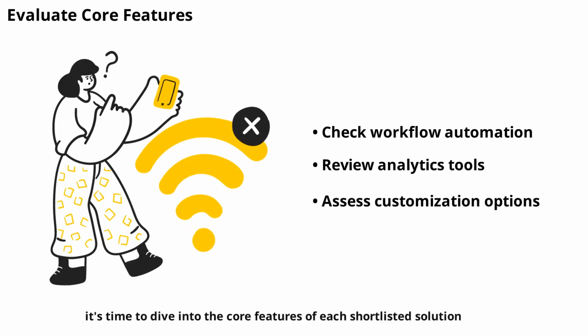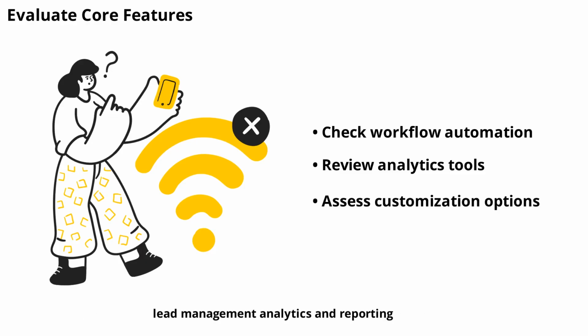Now, it's time to dive into the core features of each shortlisted solution. Essential features for IT teams often include workflow automation, lead management, analytics, and reporting. Consider whether the software supports multi-channel campaigns, A/B testing, and customizable dashboards. Make sure the platform offers the flexibility and functionality your team needs to execute effective marketing strategies.